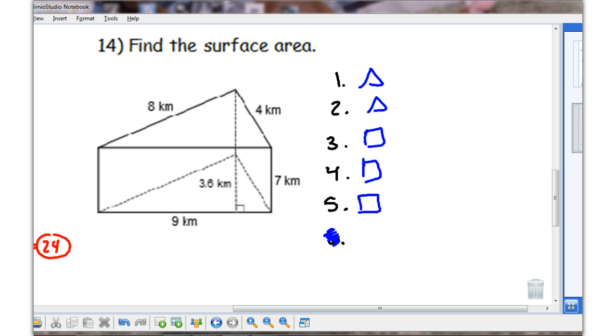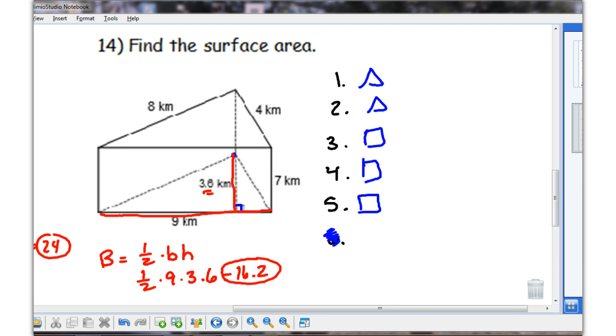So let's start with our triangles, and they're the same measurements. They're always congruent in a prism. So if you can see one, you know the one above it or below it is going to be the same. So in this triangle on the bottom, the base is 9, and look for that right angle. The height is this number 3.6. So the area of the base is going to be a triangle formula, 1/2 base times height. So that's 1/2 times 9 times 3.6. And that gives us 16.2.